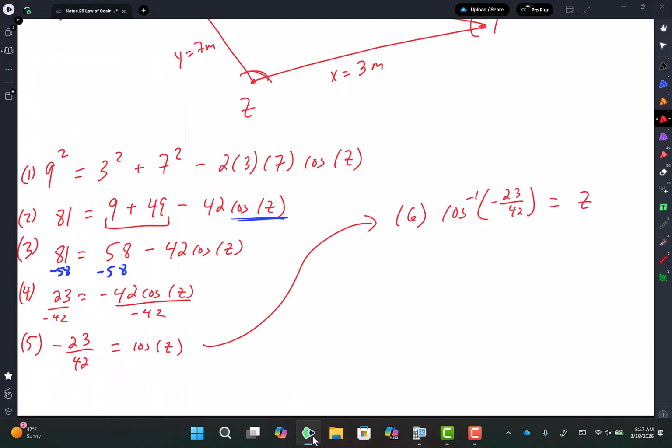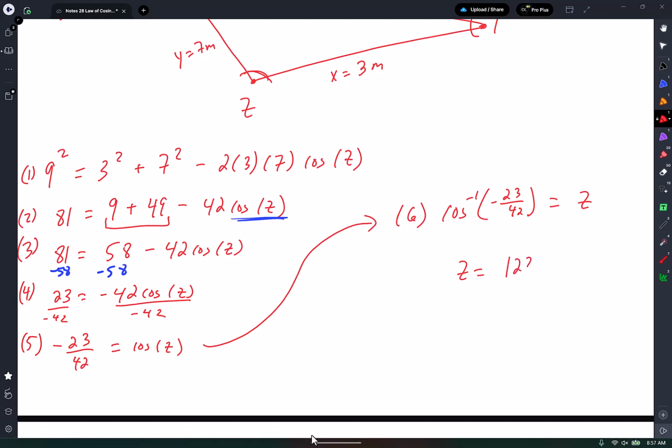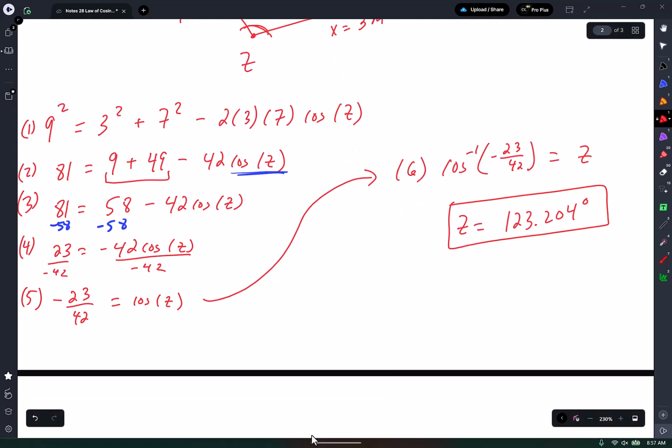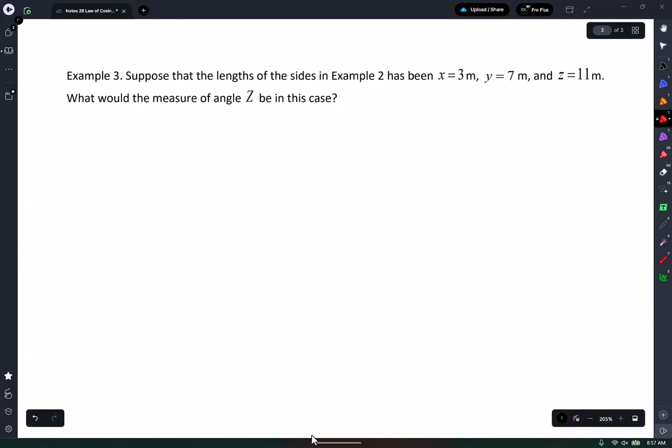Z equals 123.203 or 204. 123.204. Put a little degree symbol. Do you guys see how we did it? Yes. Okay. We just have one more. Is it relatively easy, guys? Okay, yeah, most people think it is. There's our last one.